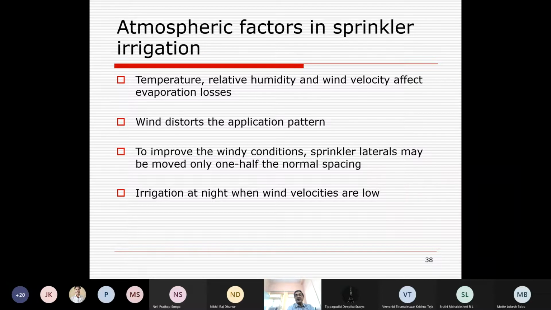Next, atmospheric factors in a sprinkler irrigation system should be taken into account. That is basically temperature, relative humidity, and wind velocity. They affect the evaporation losses. Wind distorts the application pattern, as I told earlier. Suppose it is a perfect pattern, because of wind from here it may go like this. This side there is no water, but on the right side there is more water, or more area is covered. So wind distorts the application pattern.